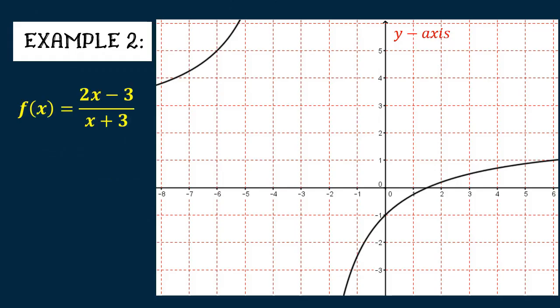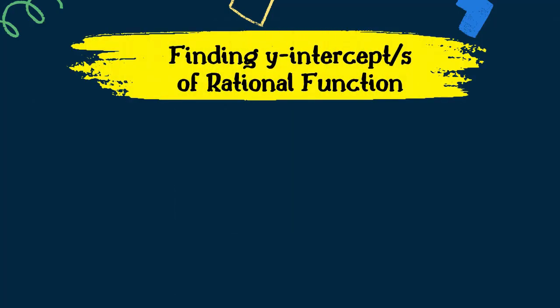If you graph the given function, the y-intercept is located on the y-axis, and it is found here since the y-intercept is equal to negative 1. So take note that the y-intercept is the point of intersection between the graph and the y-axis. Let's proceed to another example.